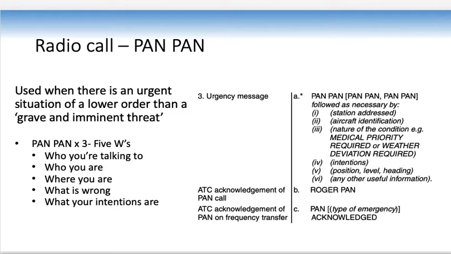So the PAN call is used when there is an urgent situation of a lower order than a grave and imminent threat. The standard message structure is PAN, and the 5 W's: who you're talking to, who you are, where you are, what is wrong, and what your intentions are. So for example: PAN, Sydney Centre, Cherokee Alpha Bravo Charlie, 15 nautical miles west Bankstown Airport, 2 POB. We're running out of fuel, and we'll do a precautionary search and landing, and we'll contact you on the ground.